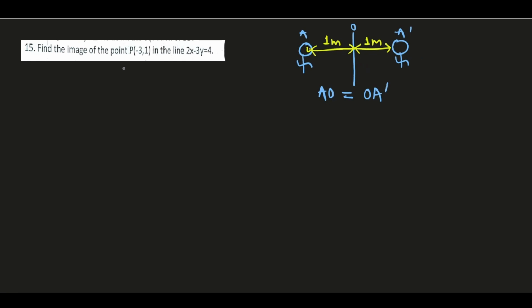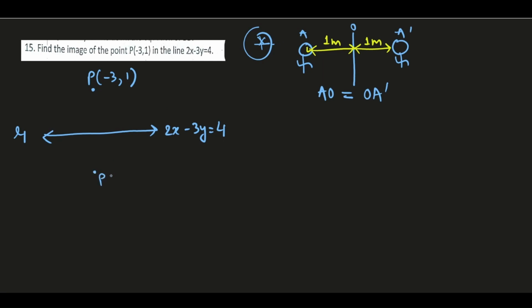So let's draw the figure first. Suppose this is point P which is equal to (-3, 1), and this is our line which is L1. Its equation is 2x minus 3y is equal to 4. And as I have told you with this concept, somewhere we'll get the point P dash here. Let's write its coordinates as (a, b), and now let's join them.